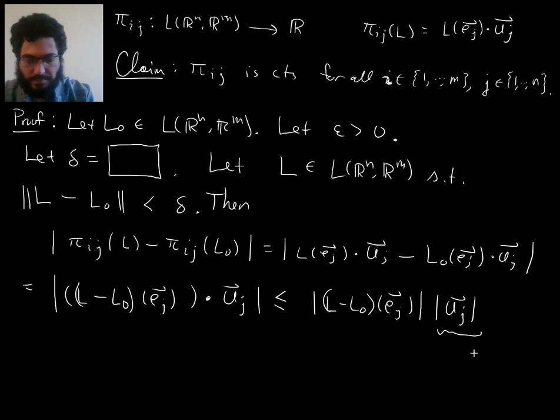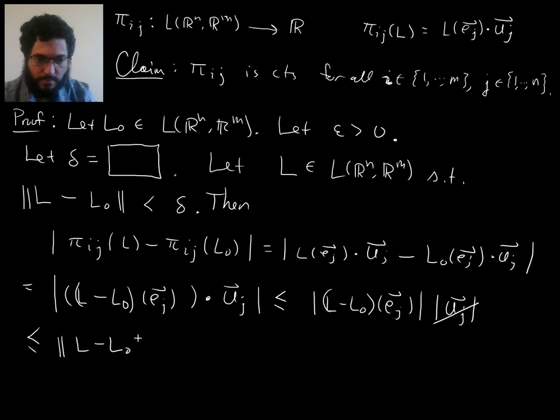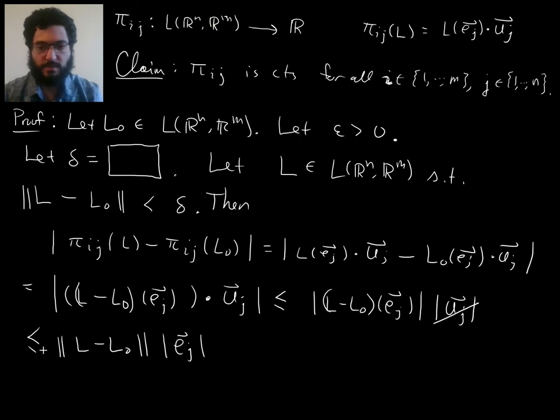And this is one of the standard basis vectors, so this is 1, right? So I can just forget about this. And this is less than or equal to the size of L minus L0 times the size of EJ, which is 1. So this I can get rid of also. By the way, I've been using this a lot. I have used it before, I think, in lecture. I didn't make such a big point about using it. Just to make it clear where that's coming from, let me show you.